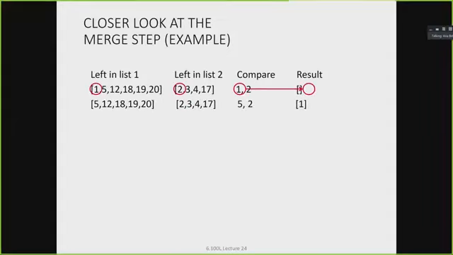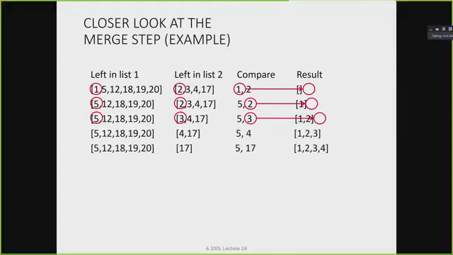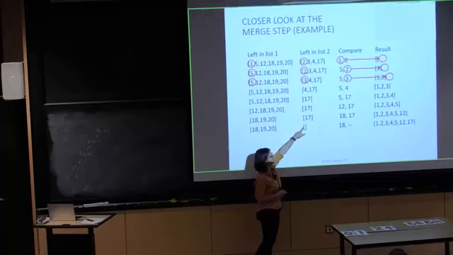The 5 and the 2 get compared, the 2 is smaller, so the 2 goes into the result. The 5 and the 3 get compared, the 3 is smaller, so the 3 goes in the result. And so on and so on. So we keep doing this process where we just keep looking at the first element until one of the lists becomes empty. Right?